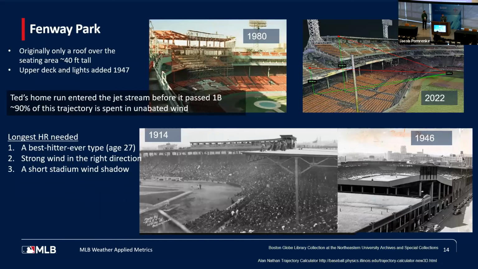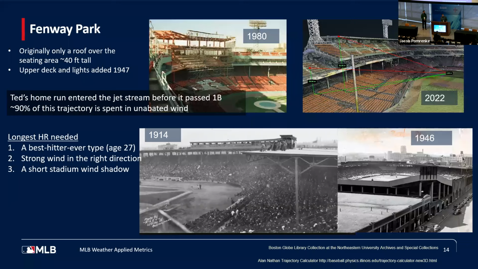Well, the third and final clue here is Fenway Park itself. In 1914, Fenway Park only had one section of banked seating. There's no upper deck. There's a roof, which is the tallest structure along the third baseline, and it's only 40 feet tall. They didn't add lights or the second deck to Fenway until 1947.